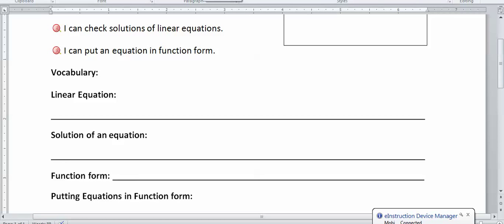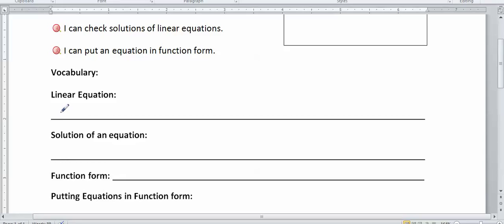So today's lesson is that I can check solutions of linear equations and I can put a linear equation in function form. So we're going to be starting to graph linear equations soon. Remember, linear equations are anything constant set to a variable or any equation with two variables where one is to the first power.